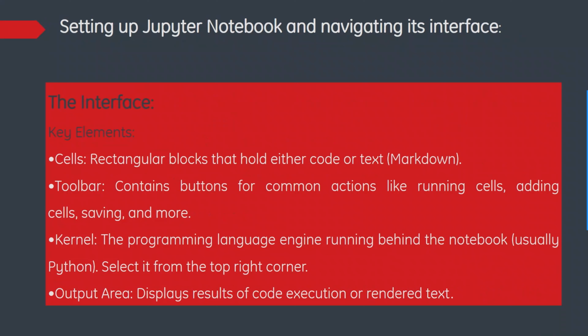Then the interface. What are the very important interface elements in Jupyter Notebook? Firstly, we have cells, regular blocks that hold either code or text. Text is called Markdown. Secondly, we have the toolbar, which contains buttons for common actions like running cells, adding cells, saving and more. And then we have the kernel, the programming language engine running behind the notebook, usually Python, selected from the top right corner. Fourthly, we have the output area, which displays results of code execution or rendered text.